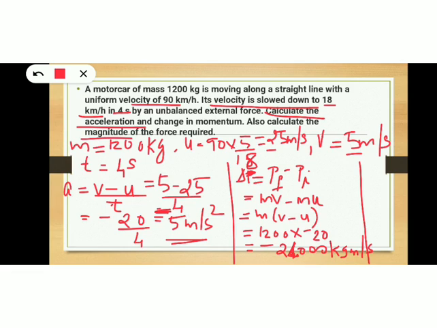And you need to calculate one more thing, that is the magnitude of force. So force F is equal to ma, then mass is 1200 into acceleration is minus 5. So 1200 into minus 5 will be minus 6000 Newton. Newton is the unit. Okay, so this is the magnitude of force. Again, you can note down the question, pause the video and note down the numerical in your notebook.